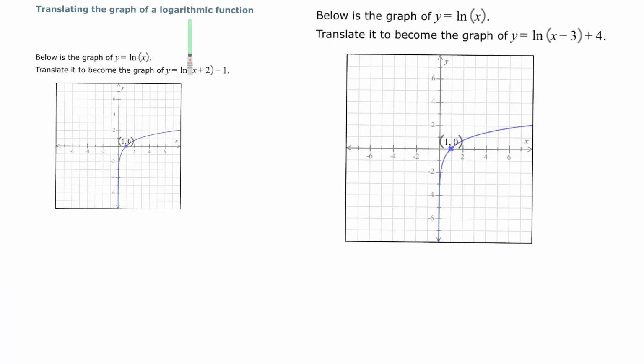Translating the graph of a logarithmic function. Below is the graph of the natural log of x. Translate it to become the graph of y equals the natural log of x plus 2 plus 1. First thing you want to do is probably copy these graphs on a separate sheet of paper and make sure you indicate the arrows here.